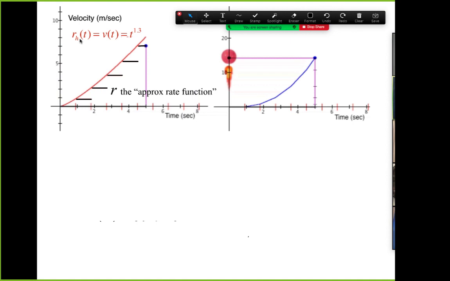So yeah, R sub H of t, that's actually t to the 1.3. So our original exact rate function is actually t to the 1.3. And then the approximate rate function, which is based on the intervals of 0.9. And then here's the approximate accumulation function, which is the piecewise linear function. All right, so we're not going to write this out. We already did this for the oil example, but we could do it again. But it's important that you know how to do that.